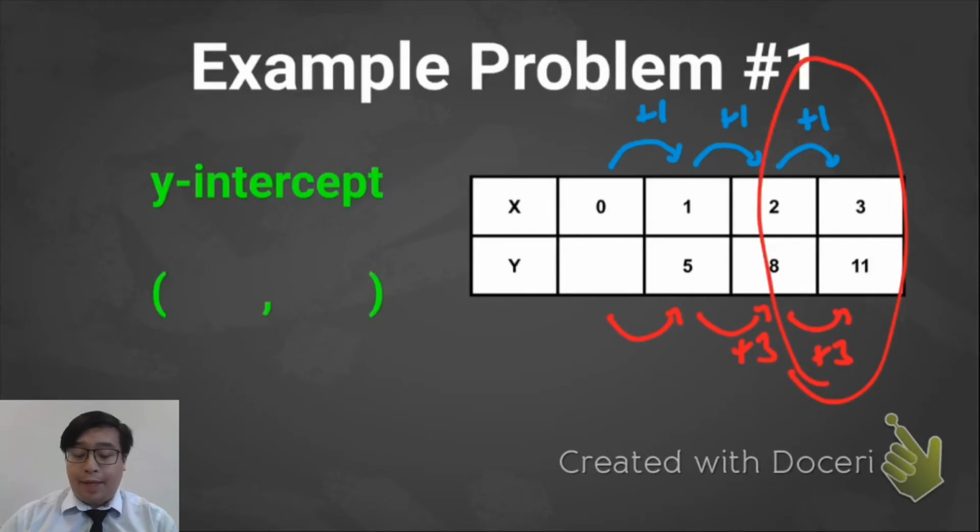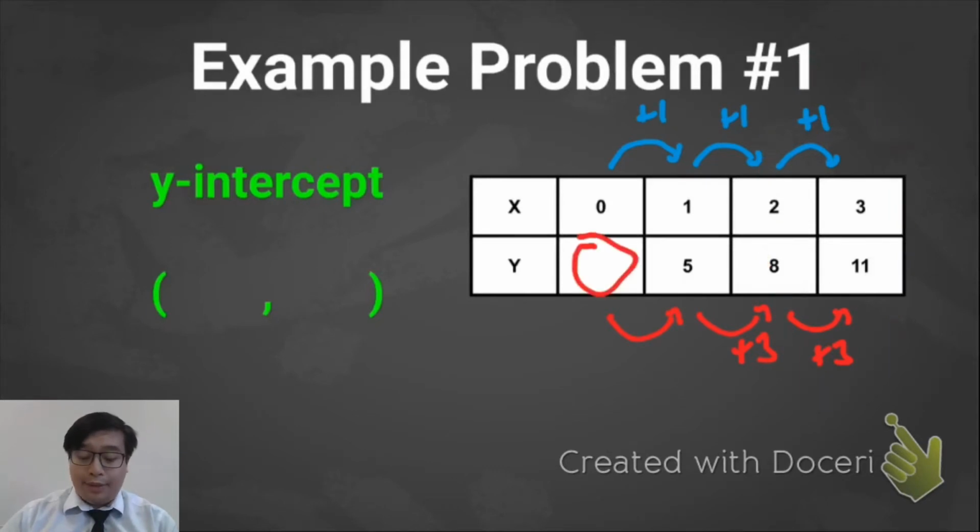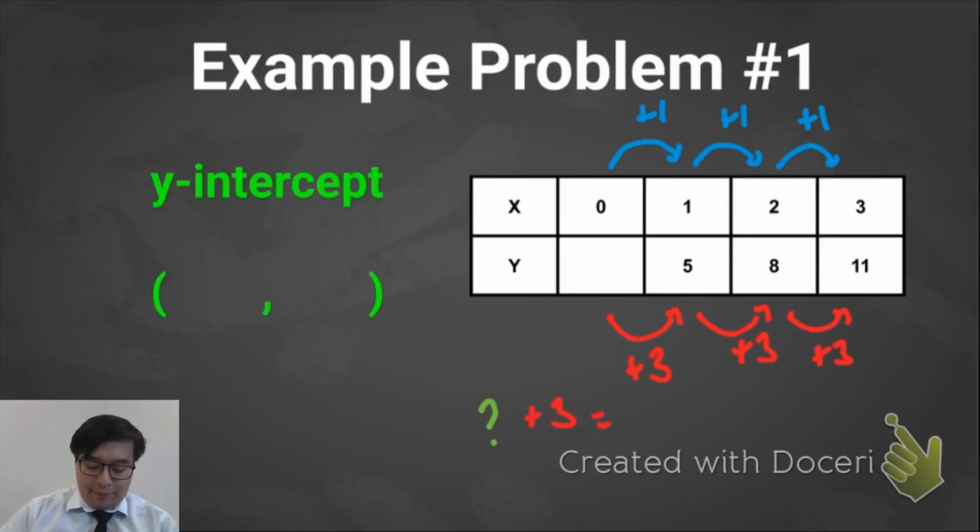And the nice thing about that is, even though I don't know what this point is, I know that my slope has to stay consistent throughout the table. So I know that if this is slope 3 over 1, this change has to also be plus 3. So now, in order to figure out what my y-intercept is, I need to ask the question, what number, if I add 3 more to it, is going to bring me up to 5? And the answer to that's going to be 2, because 2 plus 3 equals 5. So my y-intercept is going to be (0, 2).